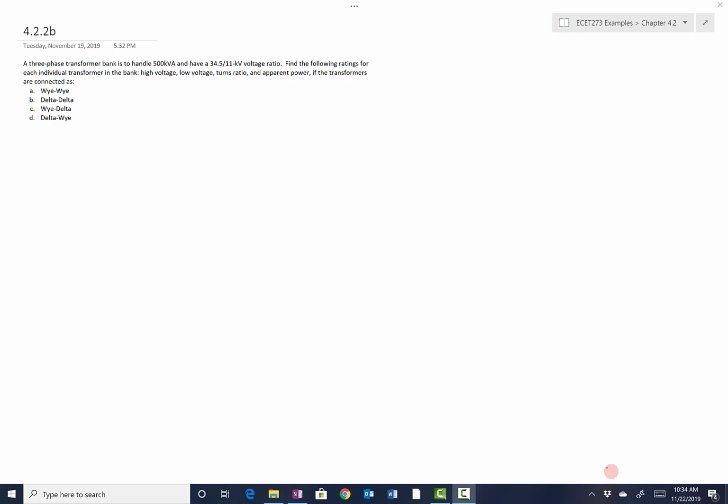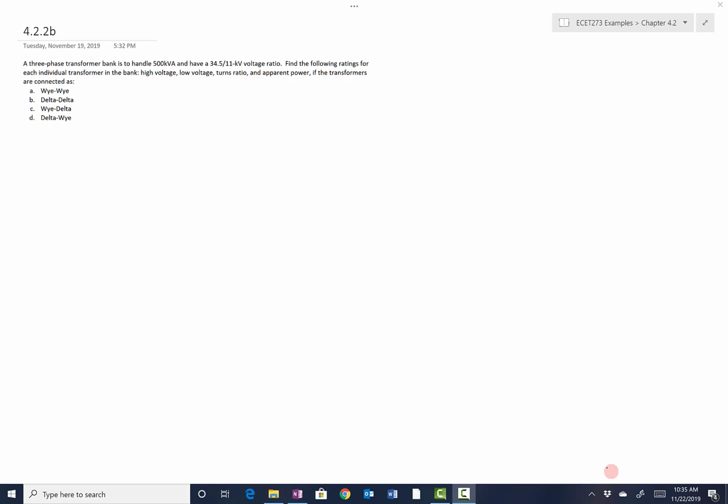We want to know the high voltage rating of the transformer, the low voltage rating required of the transformer, the turns ratio between the high voltage and low voltage side, and then what is the apparent power rating required of each of the individual transformers used if it's in any of the standard three-phase transformer configurations: YY, delta delta, Y delta, and delta Y. And what this example is going to illustrate is how each of the different three-phase configurations is going to require a slightly different transformer to implement it because of the difference between the two three-phase connection types.